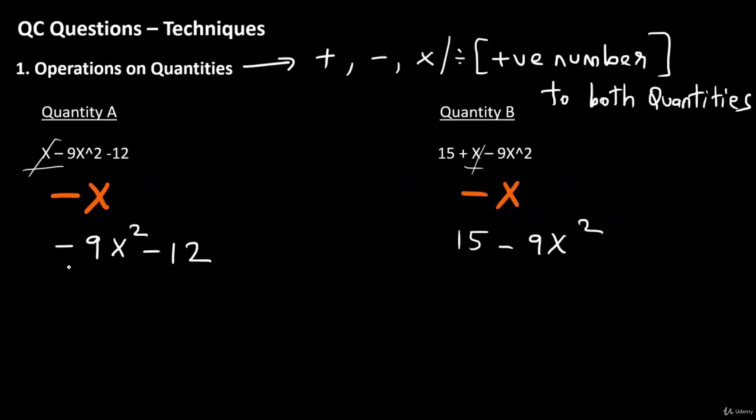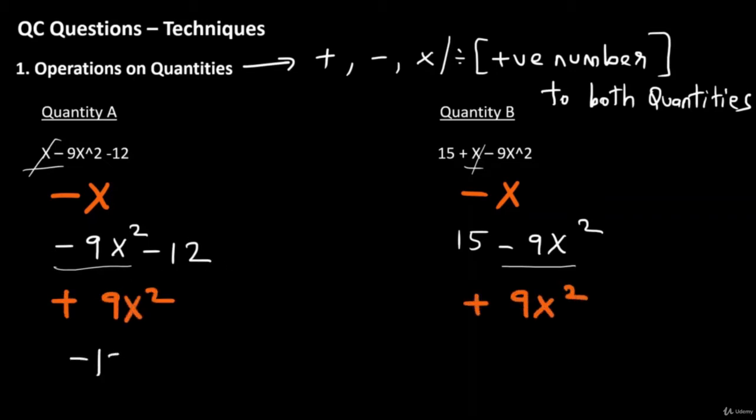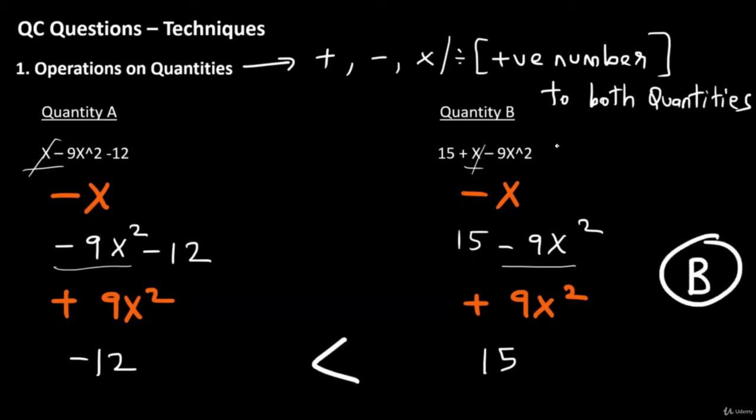Now over here you have a minus 9x square. Over here also you have a minus 9x square. So let's add 9x square to both the quantities. And what are you left with? Over here you have minus 12 and on quantity B you have 15, right? Now it is very easy to see that 15 is greater than minus 12. Therefore, the correct answer to this question is option B, that is quantity B is greater than quantity A.